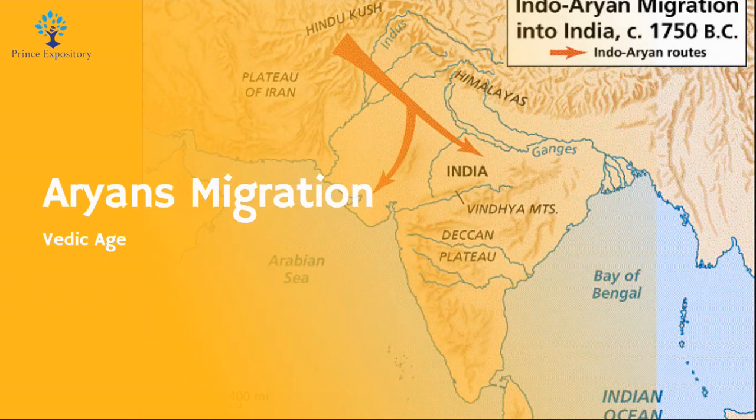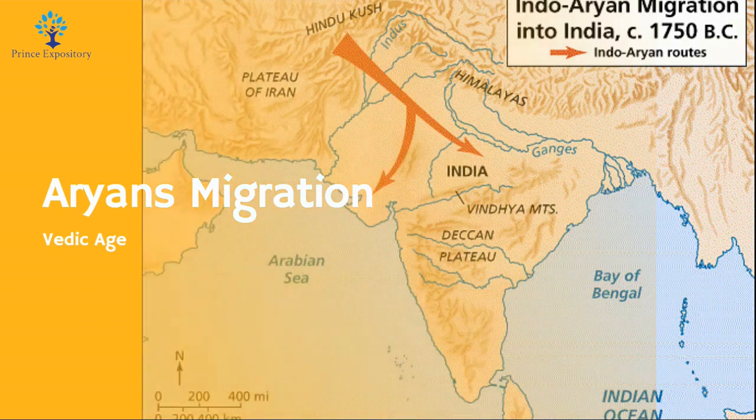Aryan migration. According to historical theories, the Vedic age is associated with the migration of the Indo-Aryans into the Indian subcontinent. The Rigveda, the oldest Vedic text, reflects the early Aryan society's pastoral and nomadic lifestyle.